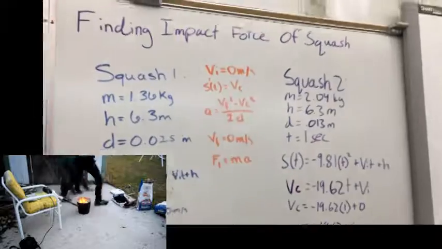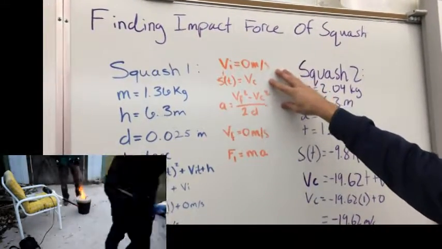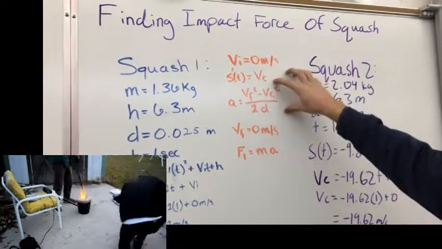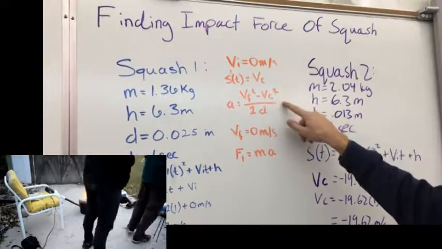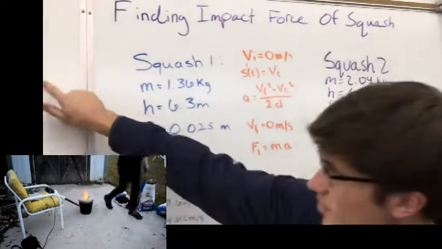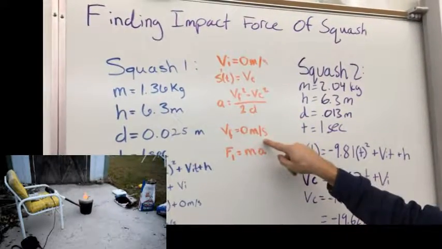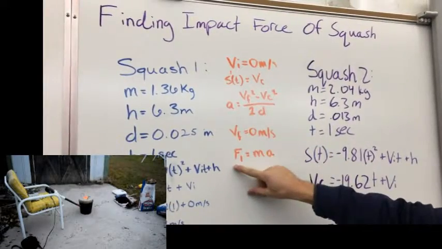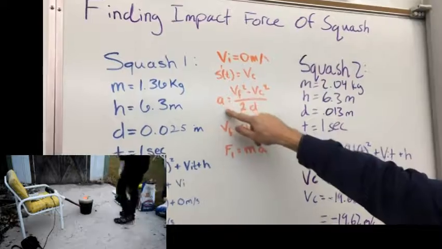Alright, so we got a couple known variables. Our initial velocity was 0 meters per second because we just dropped it off the top of the house. Our derivative of the position formula is going to equal our critical velocity. Our deceleration is going to equal our final velocity minus the critical velocity squared, over 2 times the impact distance. And our final velocity is going to equal 0 meters per second because the squash smashed into the ground and it's not moving anymore. Our force of impact is going to be the mass of the squash times the deceleration of the squash.